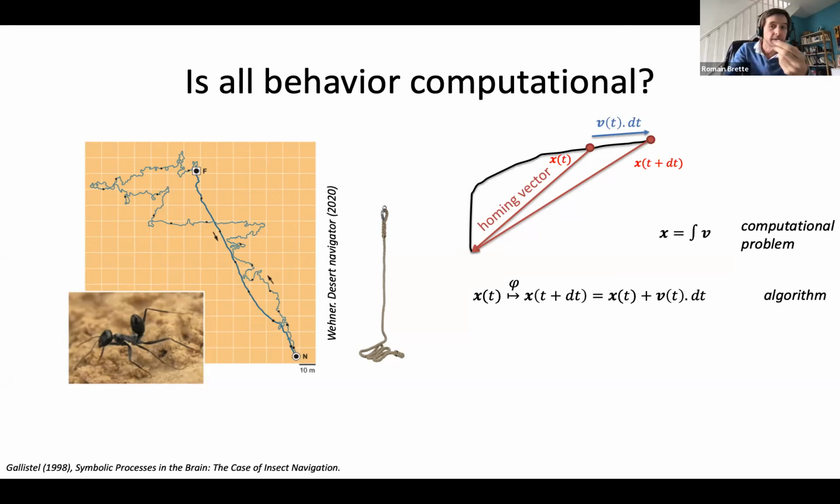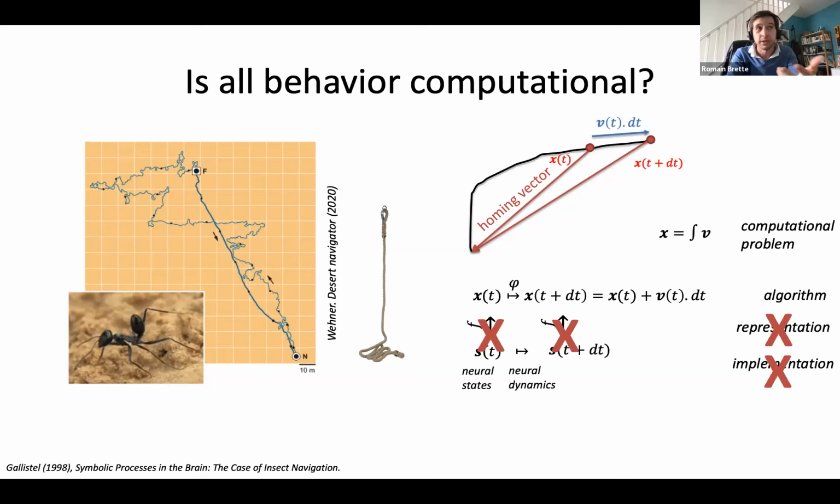So in the case of the ant, the homing vector actually corresponds to a particular motor command. But in the case of the rope, it does not. It actually corresponds to the direction of the rope. But the action that I'm doing is always the same. I'm pulling on the rope. So I'm not actually computing the homing vector. I'm solving the problem, but I'm not doing the calculation of this homing vector. So it's the results of my action that have a computational structure, but not my actions.